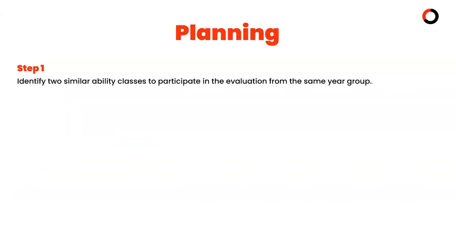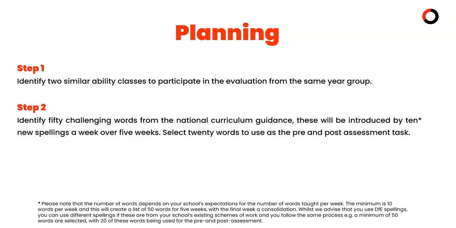So planning. Identify two similar ability classes to participate in the evaluation from the same year group. Identify 50 challenging words from the National Curriculum Guidance. These will be introduced by 10 new spellings a week over 5 weeks. And then you'll select 20 words to use as a pre- and post-assessment task. Please note that the number of words depends on your school's expectation for the number of words taught per week.